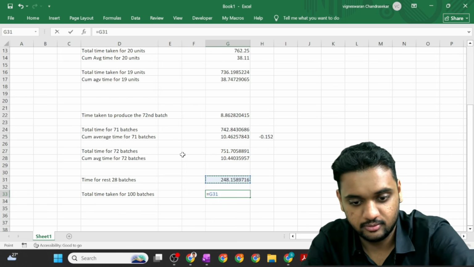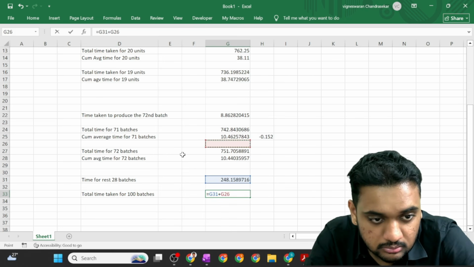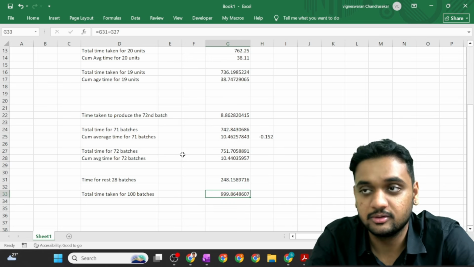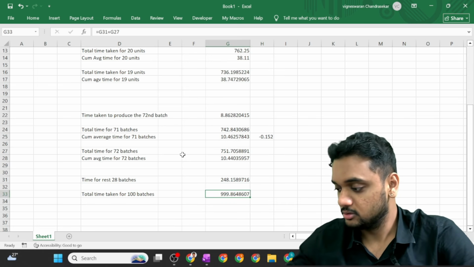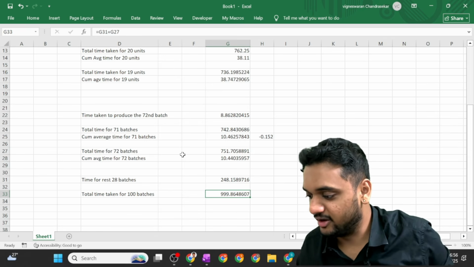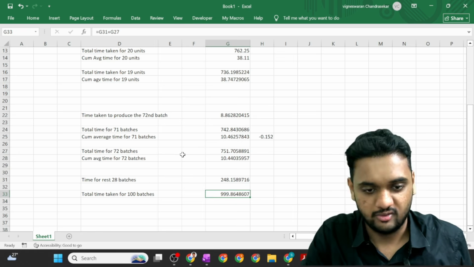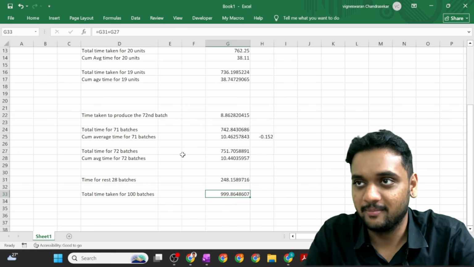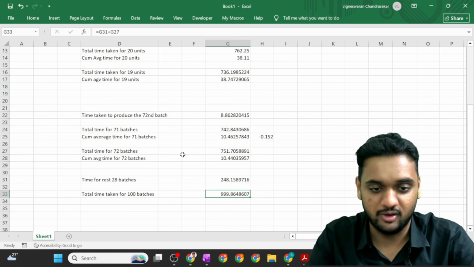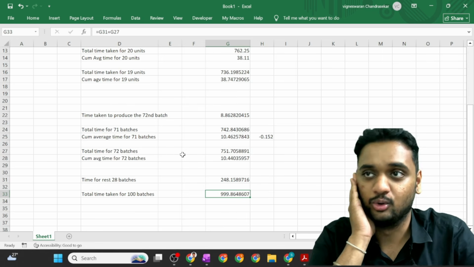I'll check what answer all of you got. For 100 batches, they got 999.864, an approximate amount because they took rounded-off figures. It should actually be 1000, but they also took rounded-off figures. We got the correct amount. Understood? 999.864. Understood how to do it?